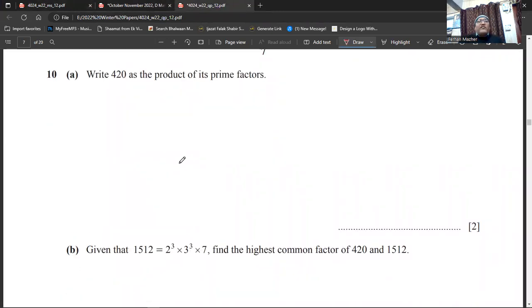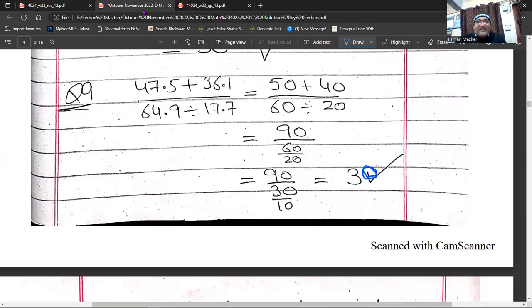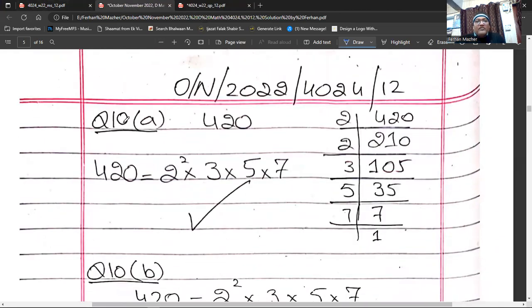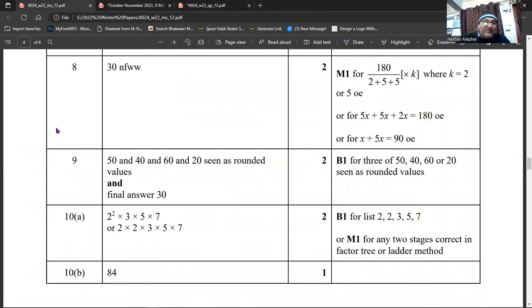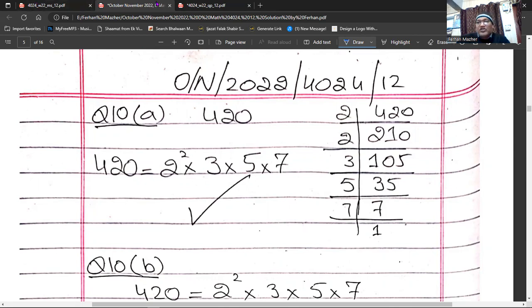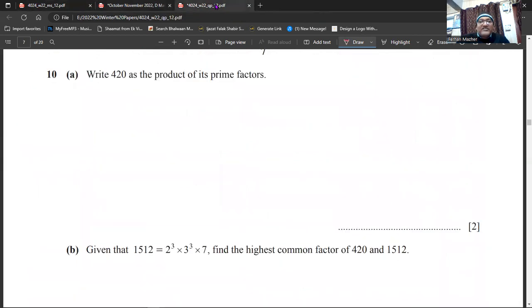Question number 10, A part, write 420 as the product of its prime factors. And you know how to find the prime factors. So 420, divide it with the 2. So you get 210. 210 divided by 2, you get 105. 105 divided by 3, you get 35. 35 divided by 5, you get 7. 7 divided by 7, that is 1. So the 420 will be 2 square into 3 into 5 into 7. This is the solution. This is how you do the prime factorization.